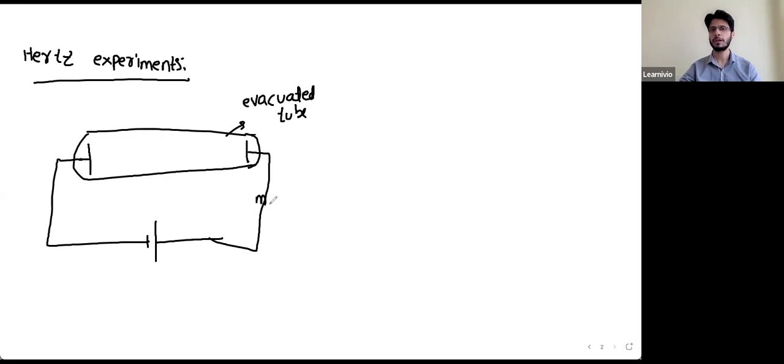If I connect an ammeter here, there is no current. Which is very obvious. Current is the flow of charge. For current, you should have electrons. For electrons, you should have a medium. There is no medium within the tube.